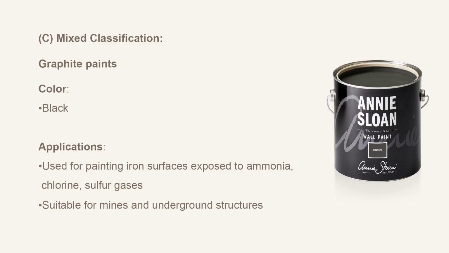Next, we have graphite paints. Graphite paints are black and are ideal for iron surfaces exposed to ammonia, chlorine or sulfur gases. They are also great for mines and underground surfaces.